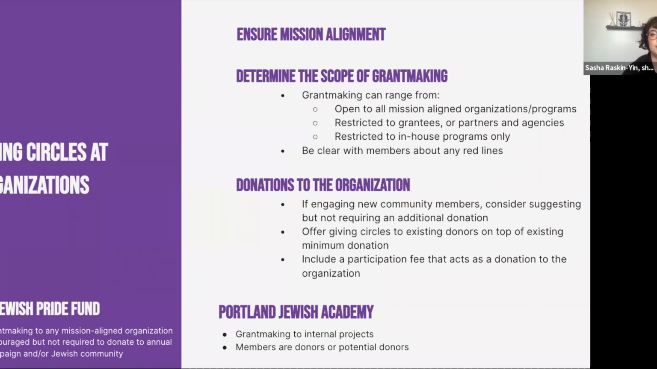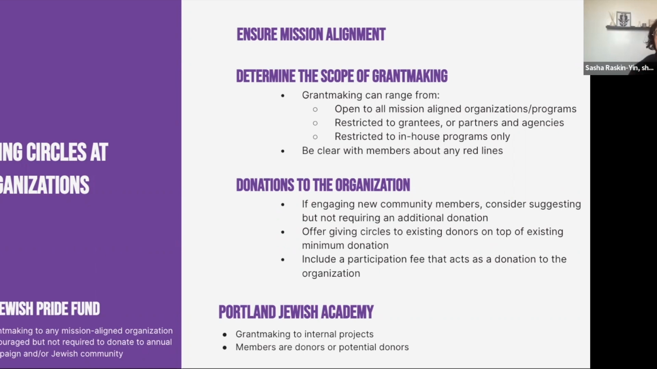As you plan your giving circle, make sure all relevant teams are looped in early. Your finance or allocations teams can help manage funds and let you know from the start what is and isn't possible. The design of your grant-making process and possible grantees will depend on the goals of your giving circle and the requirements of your organization.